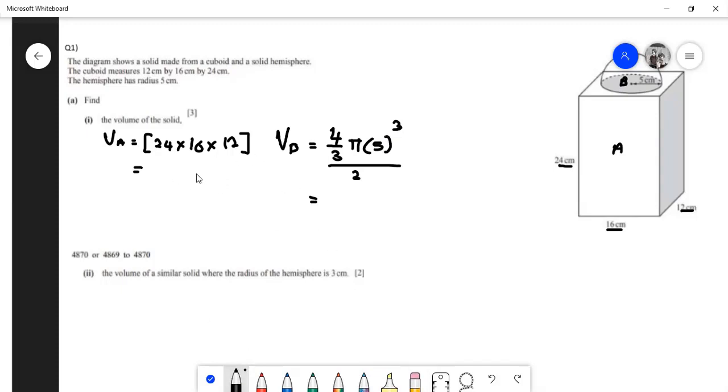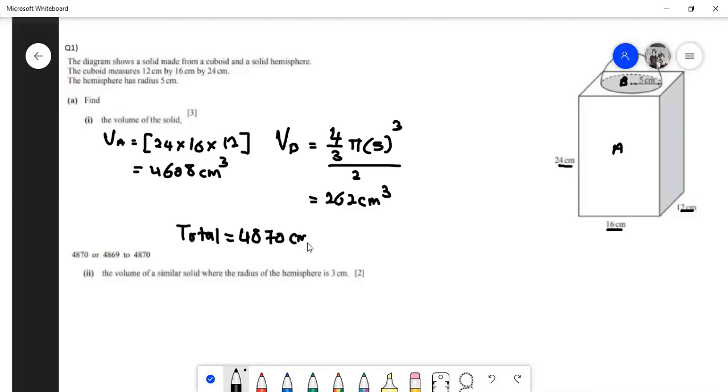Okay, so when you do this separately, you're going to get a certain value. Let me just get the value up for you. 24 times 16 times 12, and I'm going to get 4608. Okay, so here is 4608 cm cubed, whereas this will be 4 over 3 times pi times 5 cubed divided by 2. I'm going to get 261.79. So we'll make it 262 cm cubed. And the total will be 4608 plus 262. And yes, we got the answer that we're looking for.